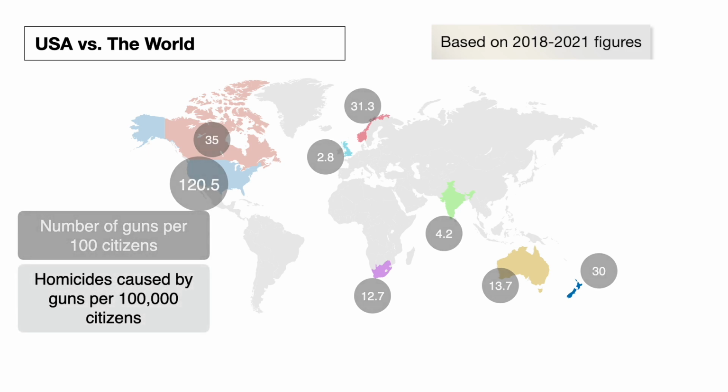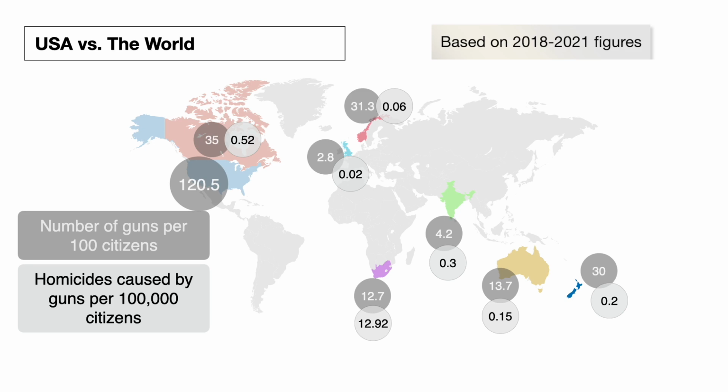Here we'll look at the number of gun murders for every 100,000 inhabitants. Canada has just over 0.5, New Zealand has 0.2, Australia has 0.15, South Africa, which has struggled with crime, inequality and poverty, has almost 13, India has 0.3, the UK has 0.02, and again for reference, Norway has 0.06 homicides caused by guns for every 100,000 inhabitants.